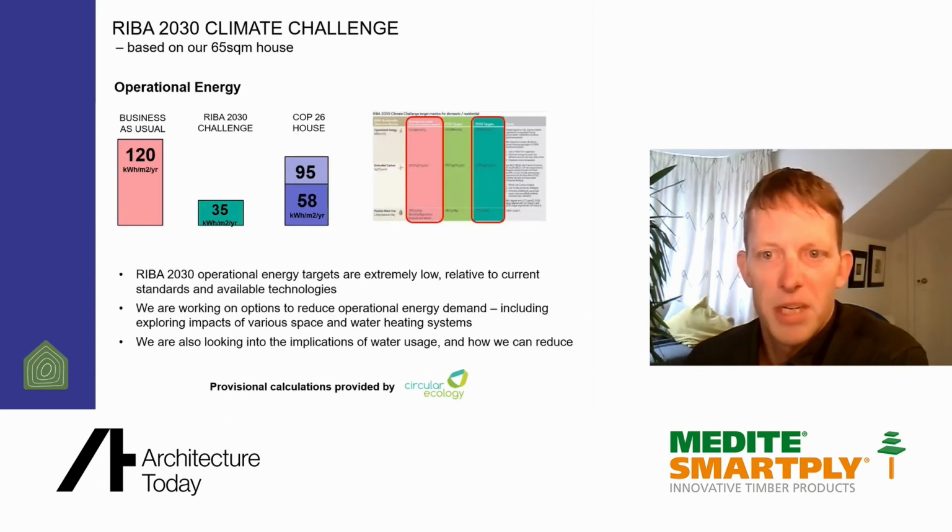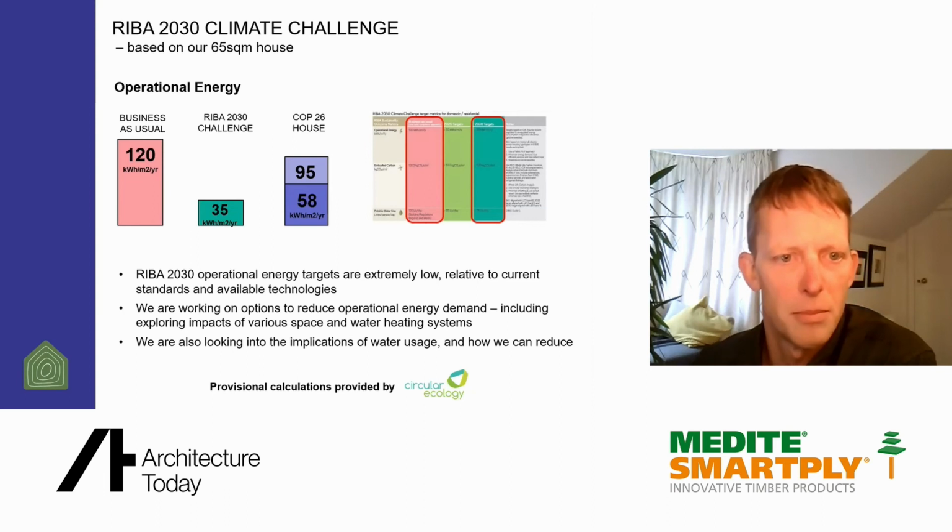Now, in the spirit of full disclosure, there are two other aspects to the RIBA 2030 challenge. One is the operational energy, and the targets they have set for that are extremely low. They're probably lower than the Passivhaus standard. Now, for us with this small building, it's extremely difficult, even with technologies such as air source heat pump, to reduce the amount of energy that we need; we're still struggling to meet those targets.